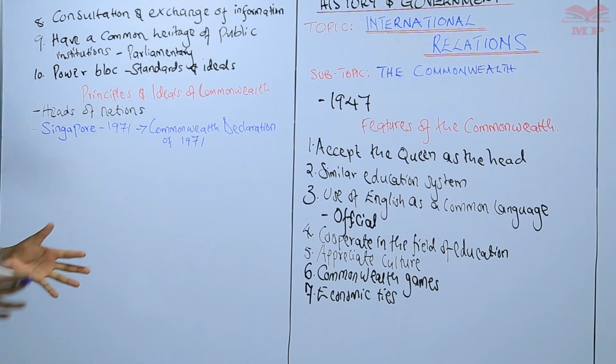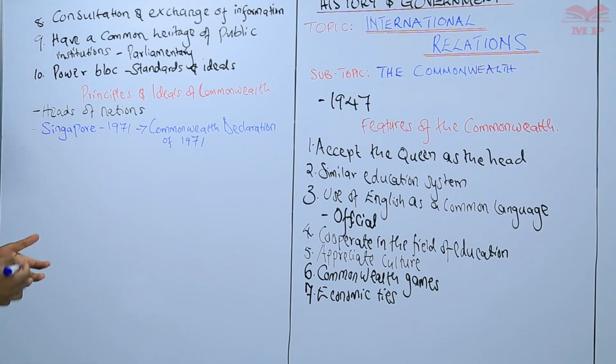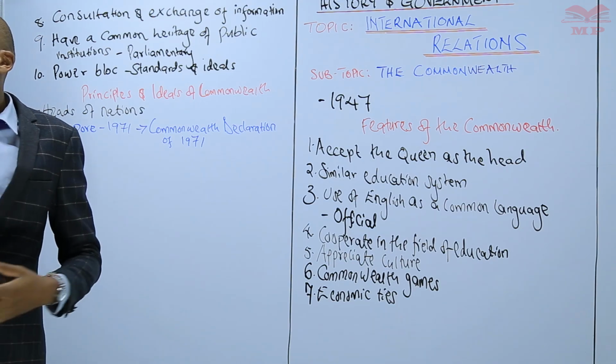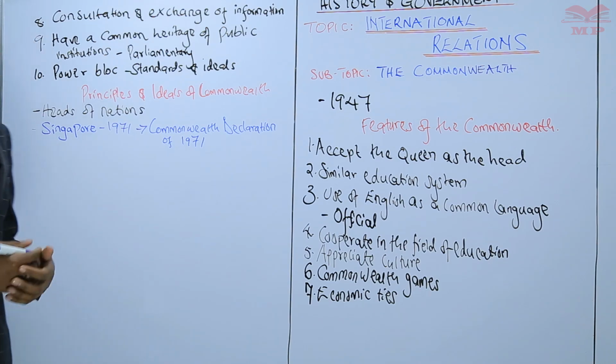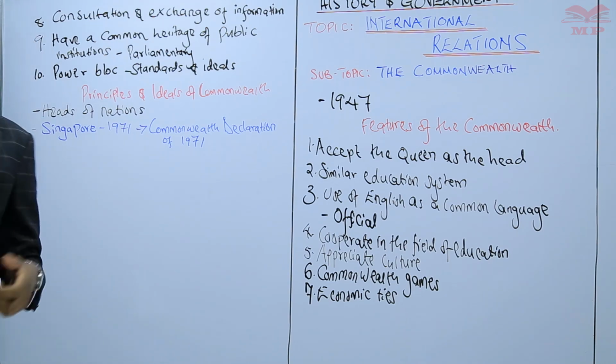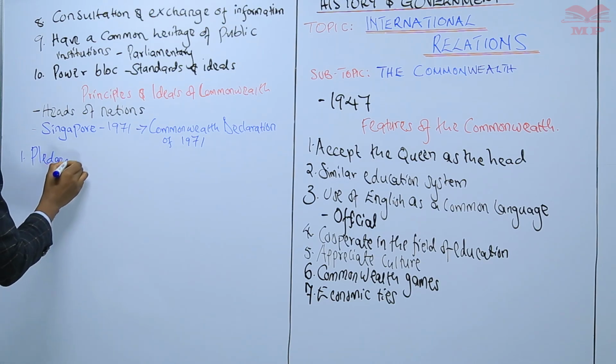So these heads of states or heads of government came together and formed a declaration. They pledged several things as their ideals or their principles. So these are the declarations that they made. The first one, they pledged support.